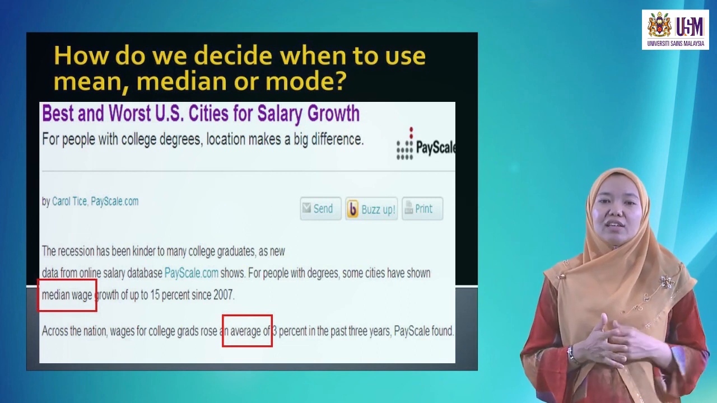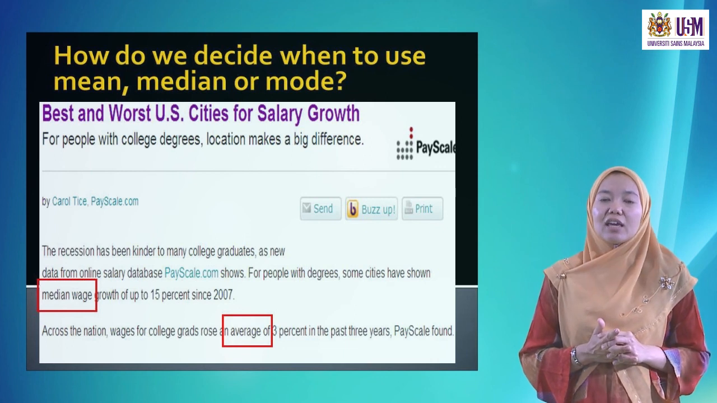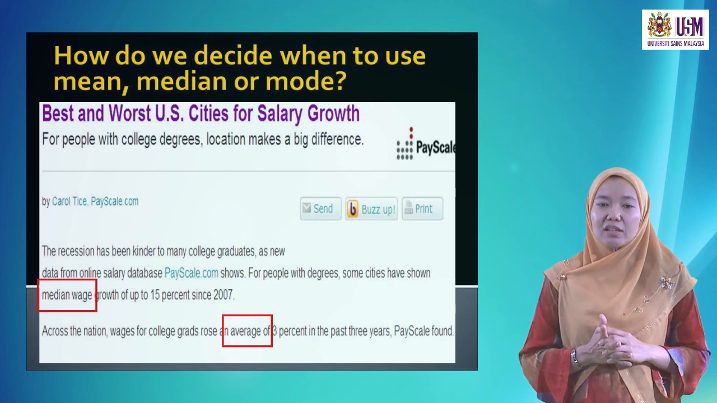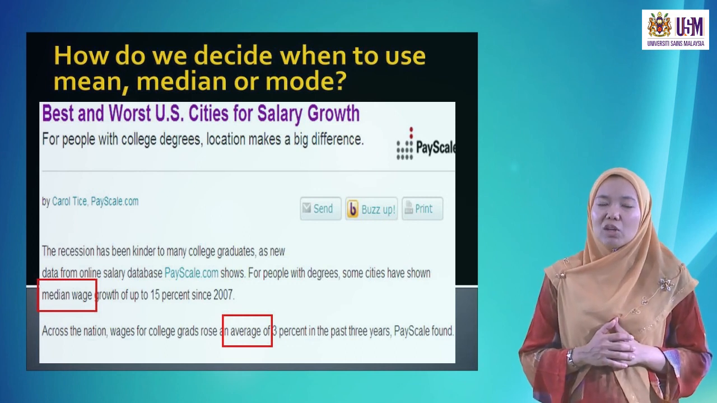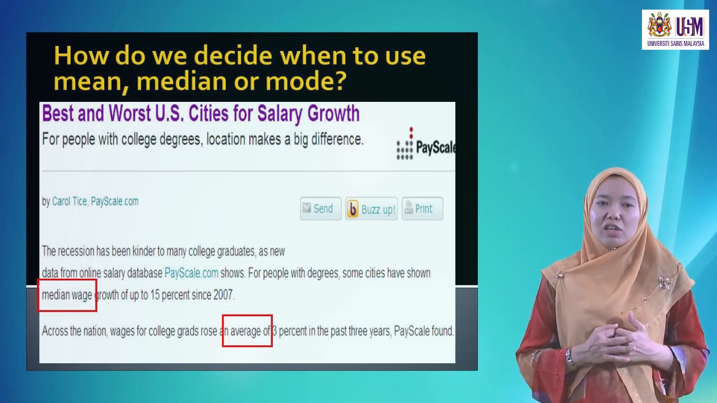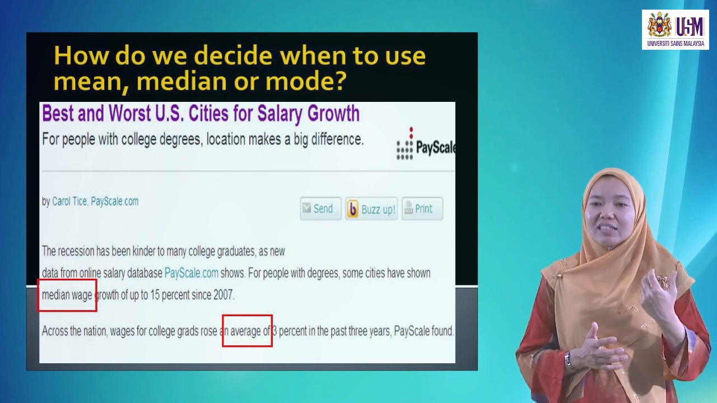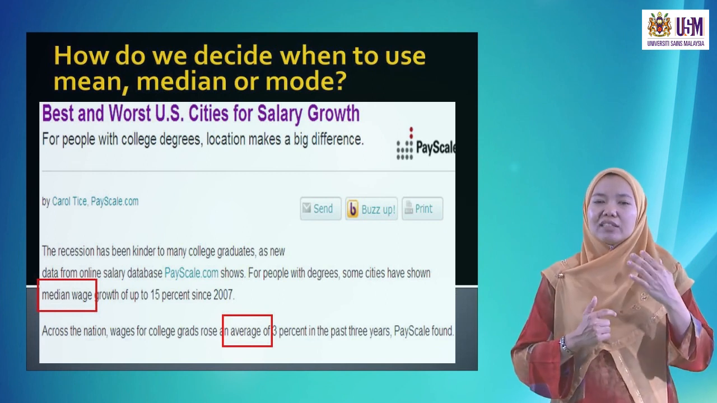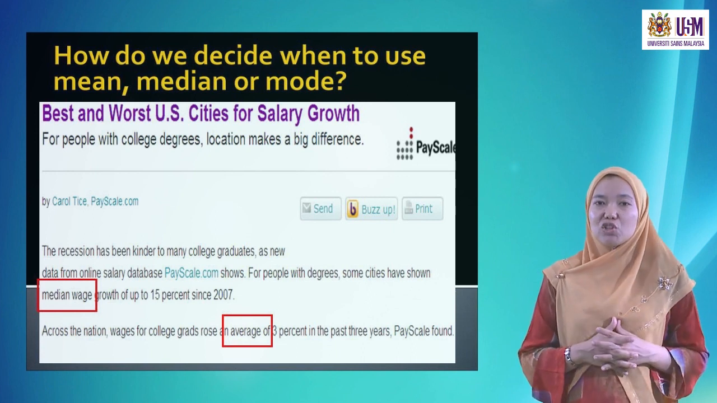While across the nation, when we talk about the increase in wage, they use an average of 3%. That means the normal mean. So you see, we have two different measures of central location. We have median wage. We also have average wage increase. So basically, you need to be able to differentiate when to use which measure.